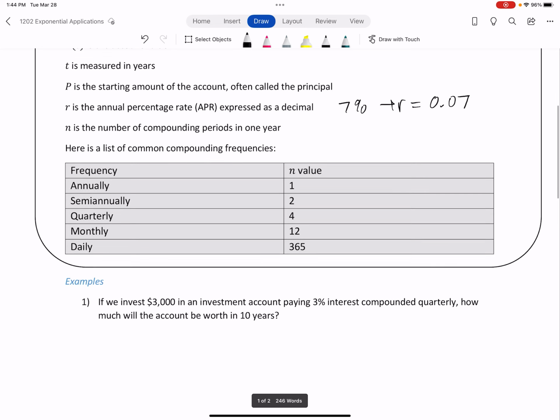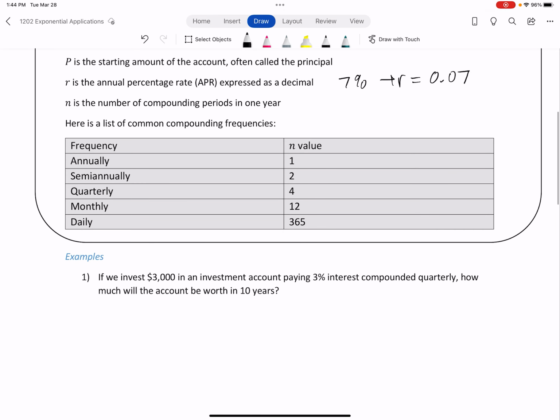So this example says if we invest $3,000 in an investment account, paying 3% interest compounded quarterly, so 3,000, 3% compounded quarterly, how much will it be worth in 10 years? So my formula looks like P times 1 plus R over N to the NT.